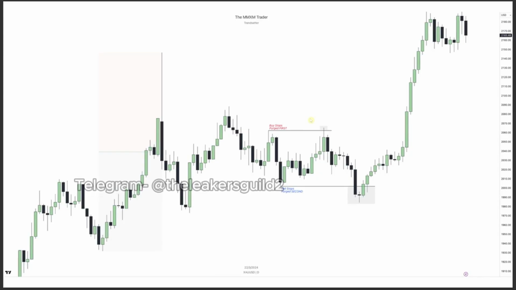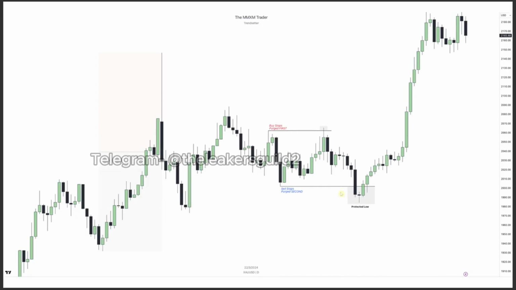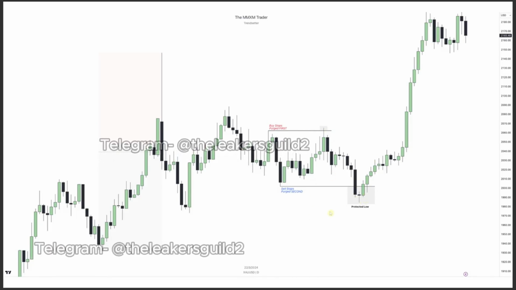We want to see those buy stops getting taken out, right? The first part of the double purge. Then we want to pair up the buy stops with the sell stops. So sell stops purged second down here, accumulating those sell stops. Now this low is highly likely to be a protected low because we already paired up the buy stops with the sell stops, right? And then continuation up is more probable.